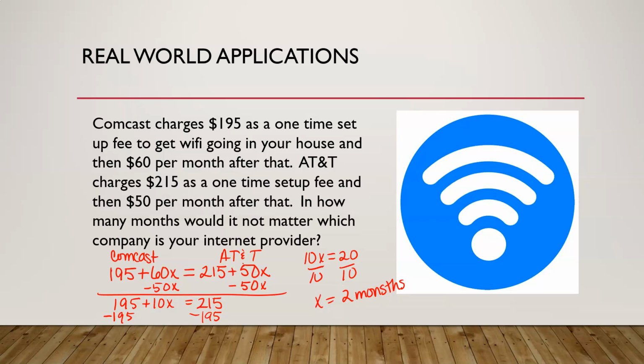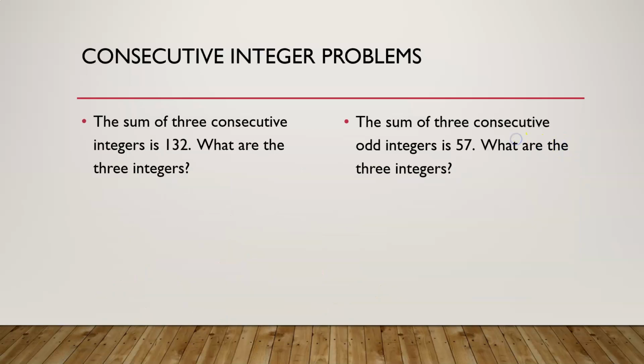All right, let's talk about consecutive integer problems. Number 3 says the sum of 3 consecutive integers. Consecutive means one after the other. So 1, 2, 3 are consecutive integers. 4, 5, 6, one after the other. So the sum of 3 consecutive integers is 132. What are the 3 integers? Here is how you set this up. X will be your first integer, and then x plus 1 is the next integer, and x plus 2 is the next integer, and they're all equal to 132.